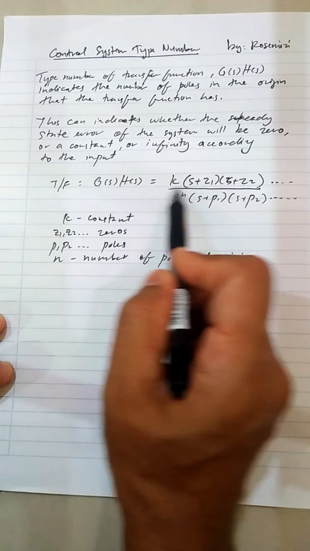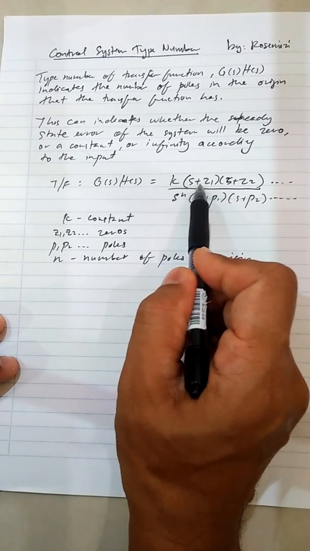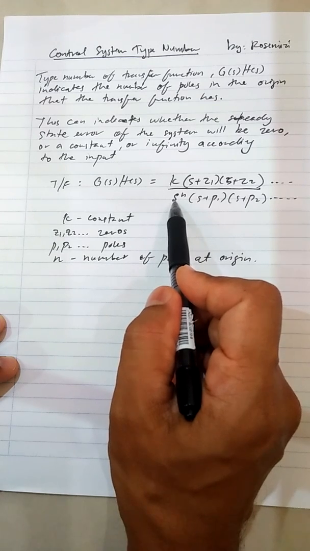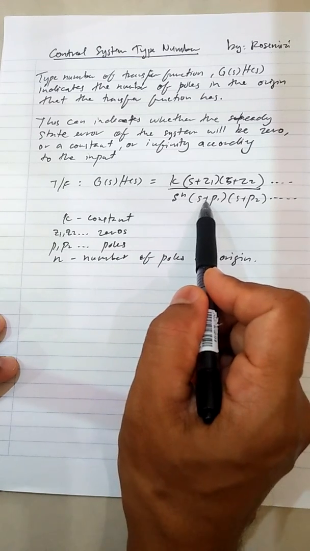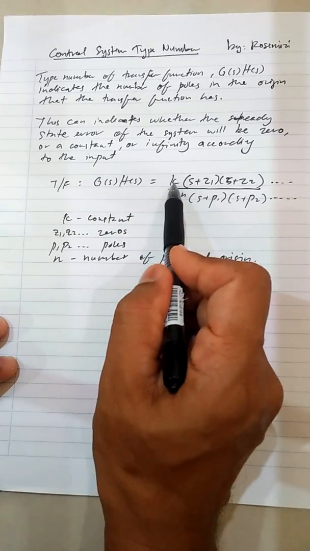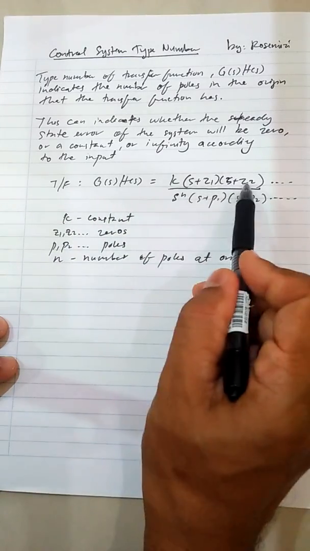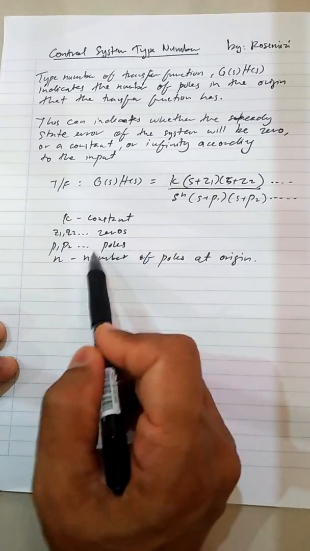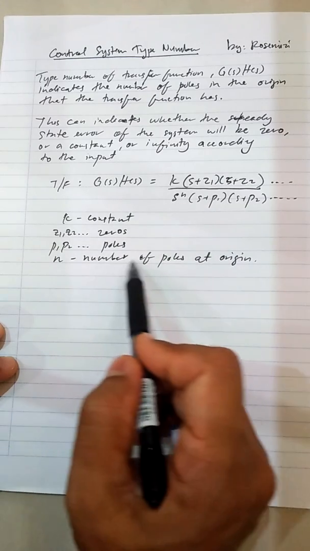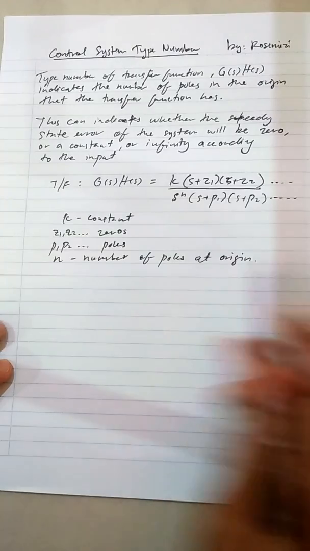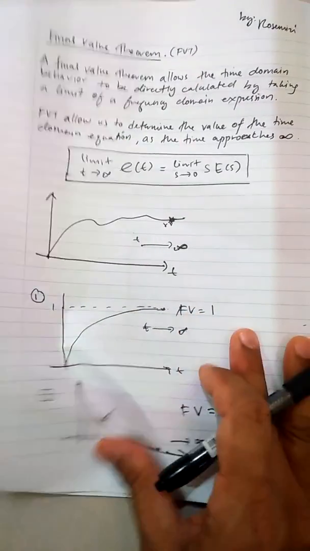Okay, we have this transfer function: G(s)H(s) is equal to K(s+Z1)(s+Z2) divided by s^n (s+P1)(s+P2), where K is a constant, Z1 and Z2 are zeros, P1 and P2 are poles, and n is the number of poles at the origin.